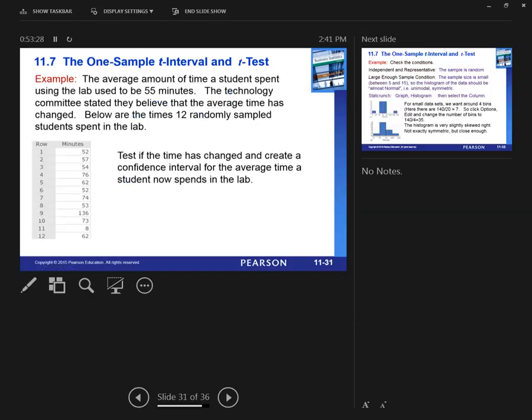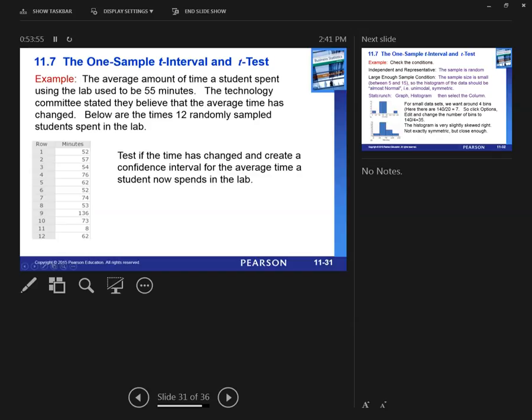Okay, so I wanted to show you one more example where we have data. All right, so occasionally on your homework, they'll have a little table. You know, you click it, open in StatCrunch, and then you get this table. So here's 12 times from a random sample that students spent in the lab. All right, so now I have data. I don't have summary information. I actually have the 12 individual times.